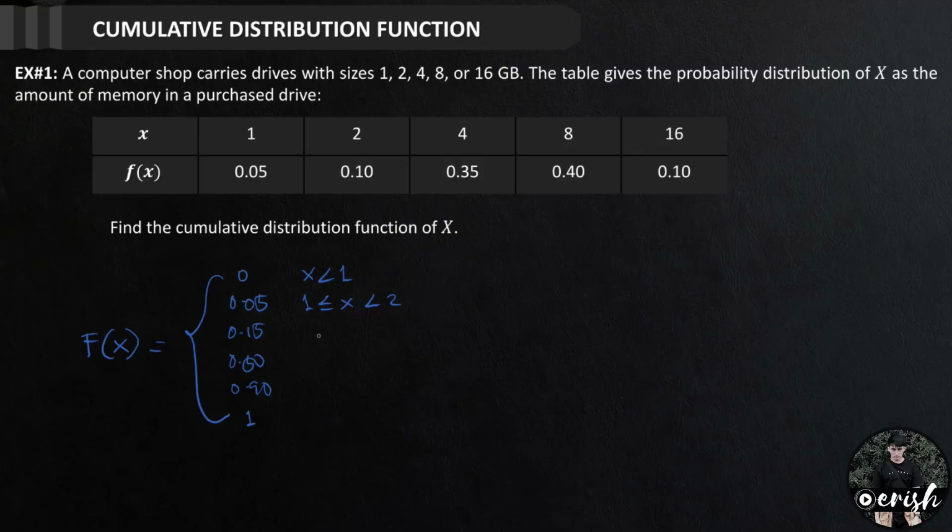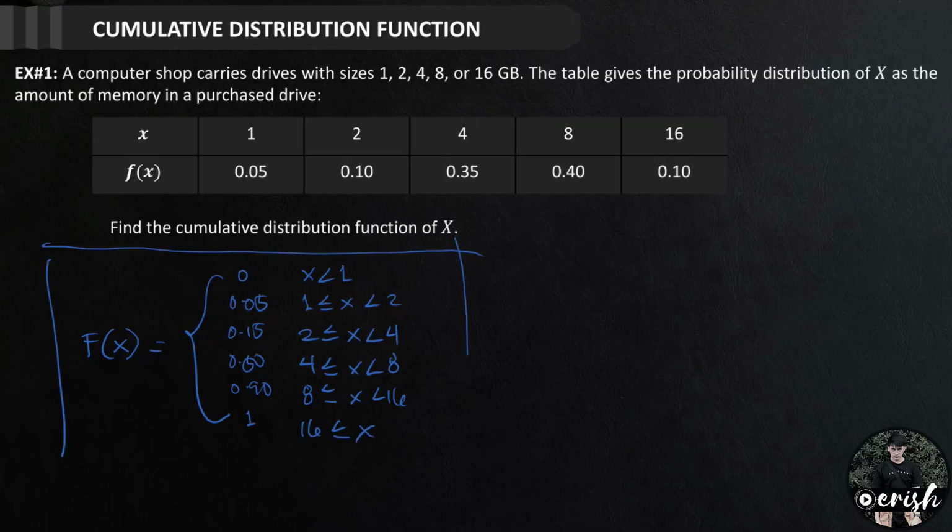Yung 0.15 natin is 2 less than or equal x less than 4. Yung 0.05 natin, 4 less than or equal x less than 8. 0.9 natin is 8 less than or equal x less than 16. And yung 1 natin is 16 less than or equal x. So, ito yung ating cumulative distribution function for this experiment.